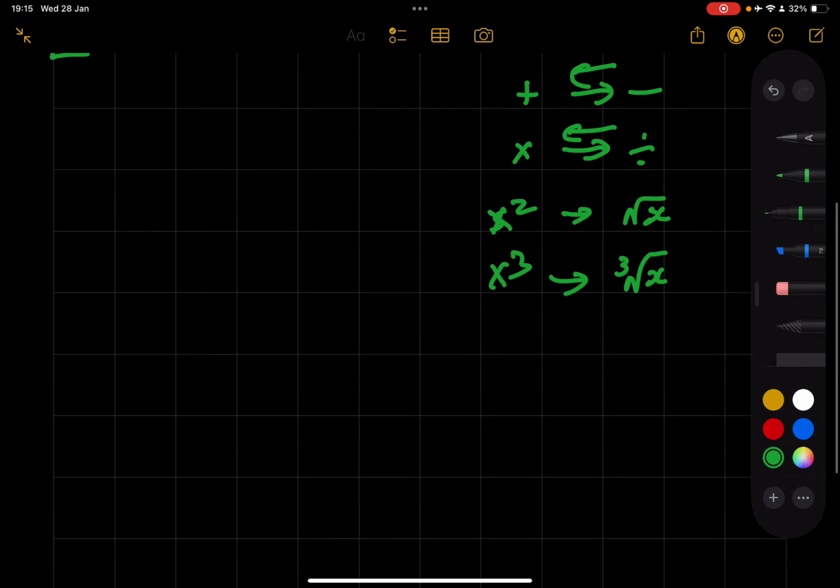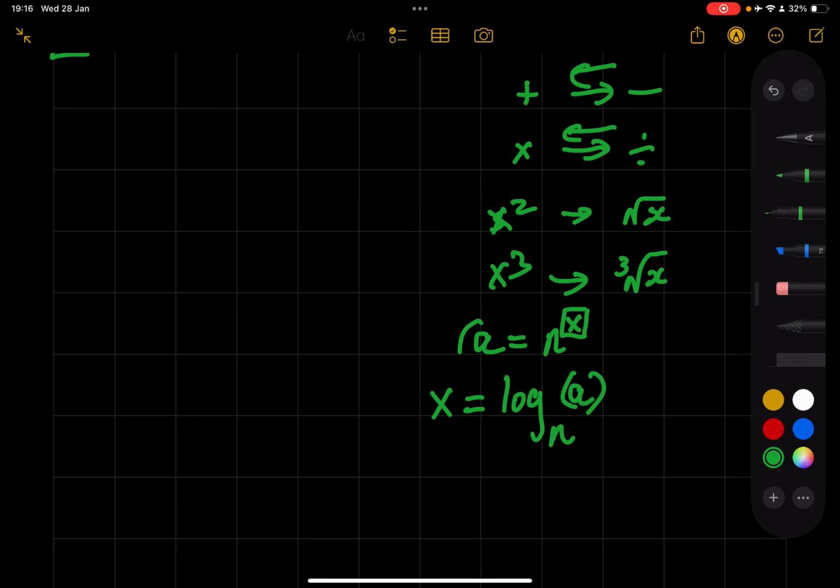Right. And then let's say you want to solve an equation that has, let's say, a equals n to the power x, and I need to solve for x. I can log it. We're going to say x, which is the exponent, equals the logarithm of base n, index a. So your previous answer becomes the index, your exponent is the answer, and then the base still stays the base.